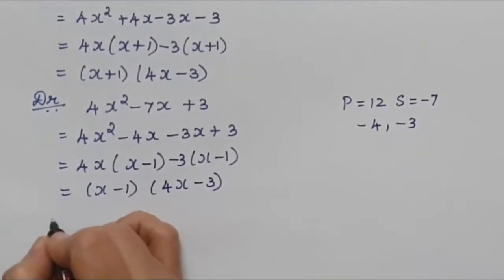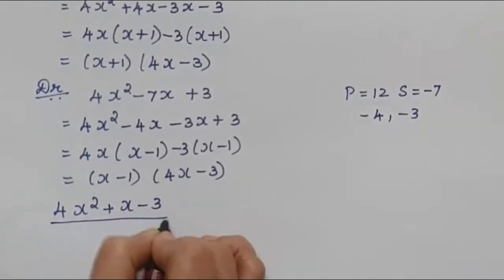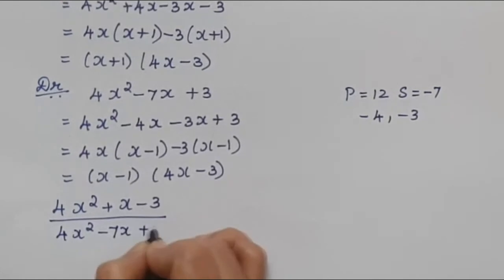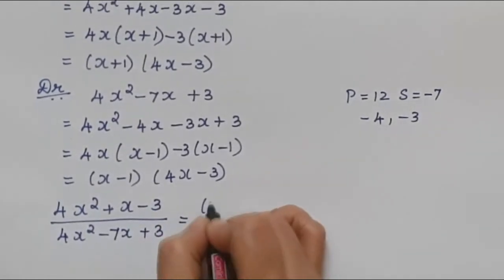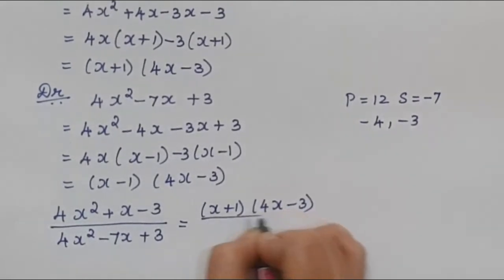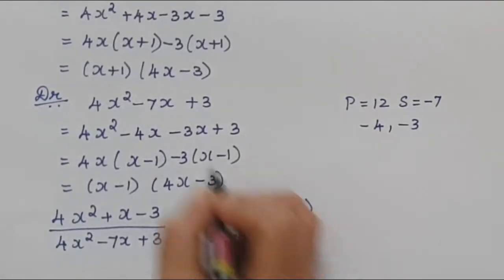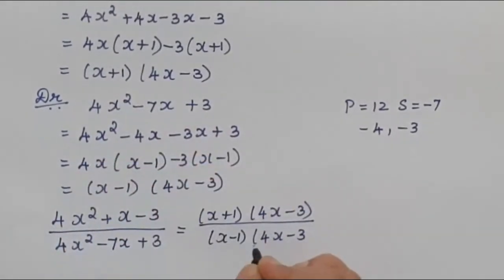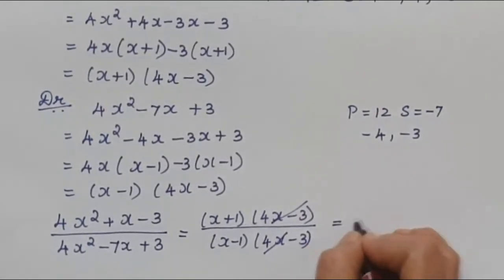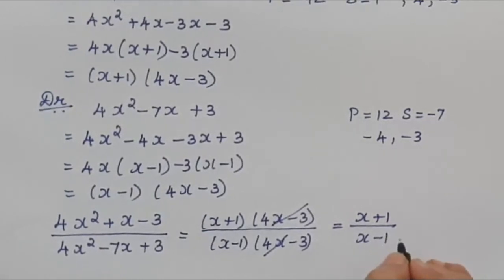Now we'll go back to our question. (4x square plus x minus 3) over (4x square minus 7x plus 3). So numerator is (x plus 1) into (4x minus 3). The denominator is (x minus 1) into (4x minus 3). We have got the numerator over here and the denominator. So 4x minus 3 gets cancelled. So our final answer is (x plus 1) over (x minus 1).